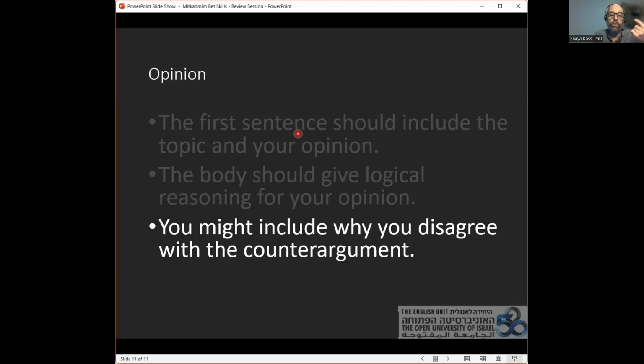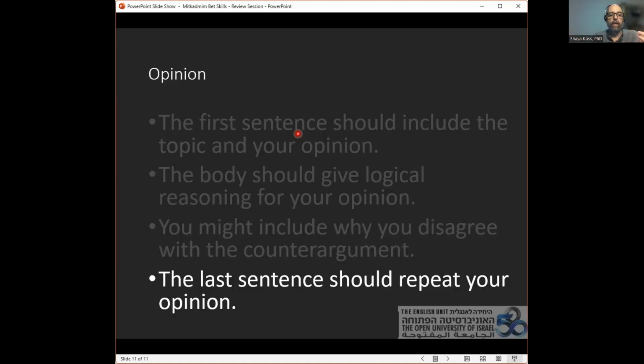It might include why you agree with the counter argument. So you have two articles that disagree with each other. You may say why you're choosing this one and not that one. Why Cohen is right and Levy is wrong. In the last sentence, once again, you should repeat the main idea, which in this case is your opinion. You should repeat your opinion. That's why I think that, whatever it is that you think.